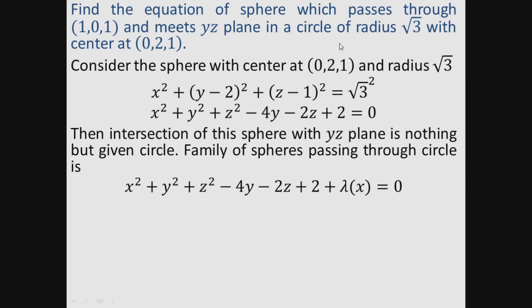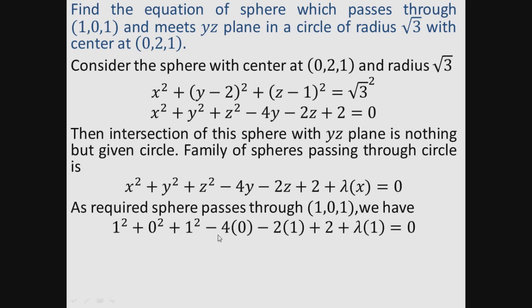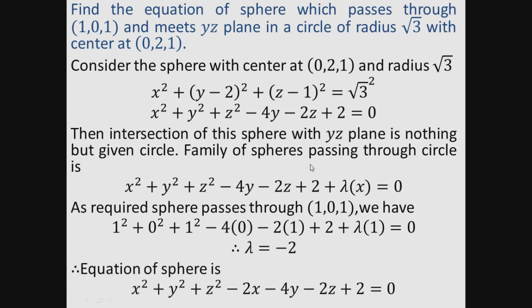Now we want a sphere which passes through point (1, 0, 1). So it must satisfy the equation of sphere. So put this point into this family of spheres. If we put (1, 0, 1) into it, we get 1 square plus 0 square plus 1 square minus 4 into 0 minus 2 into 1 plus 2 plus lambda into 1 equal to 0. So that gives us a value of lambda, that is minus 2. And put this value back into the family of spheres, that gives us the required equation: x square plus y square plus z square minus 2x minus 4y minus 2z plus 2 equal to 0.